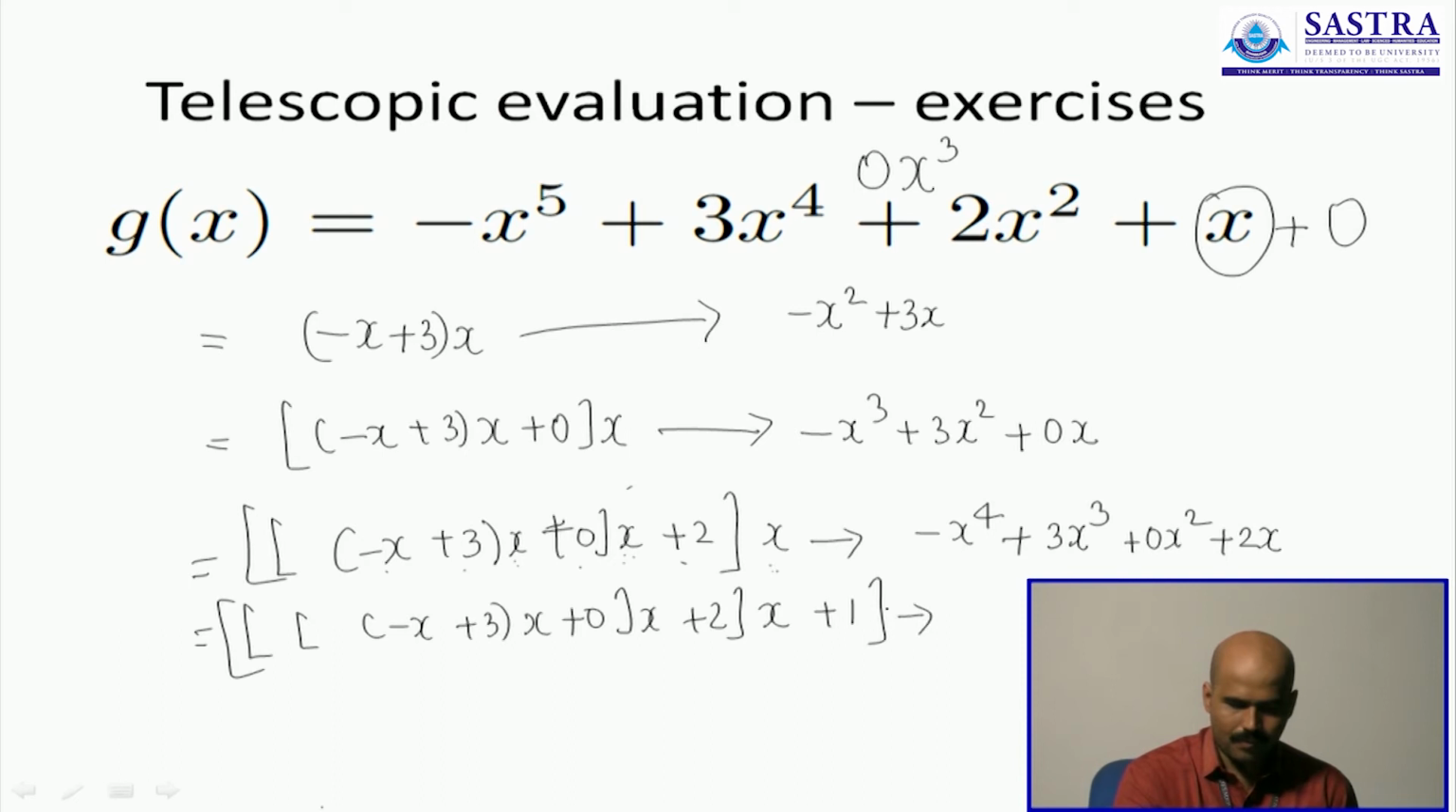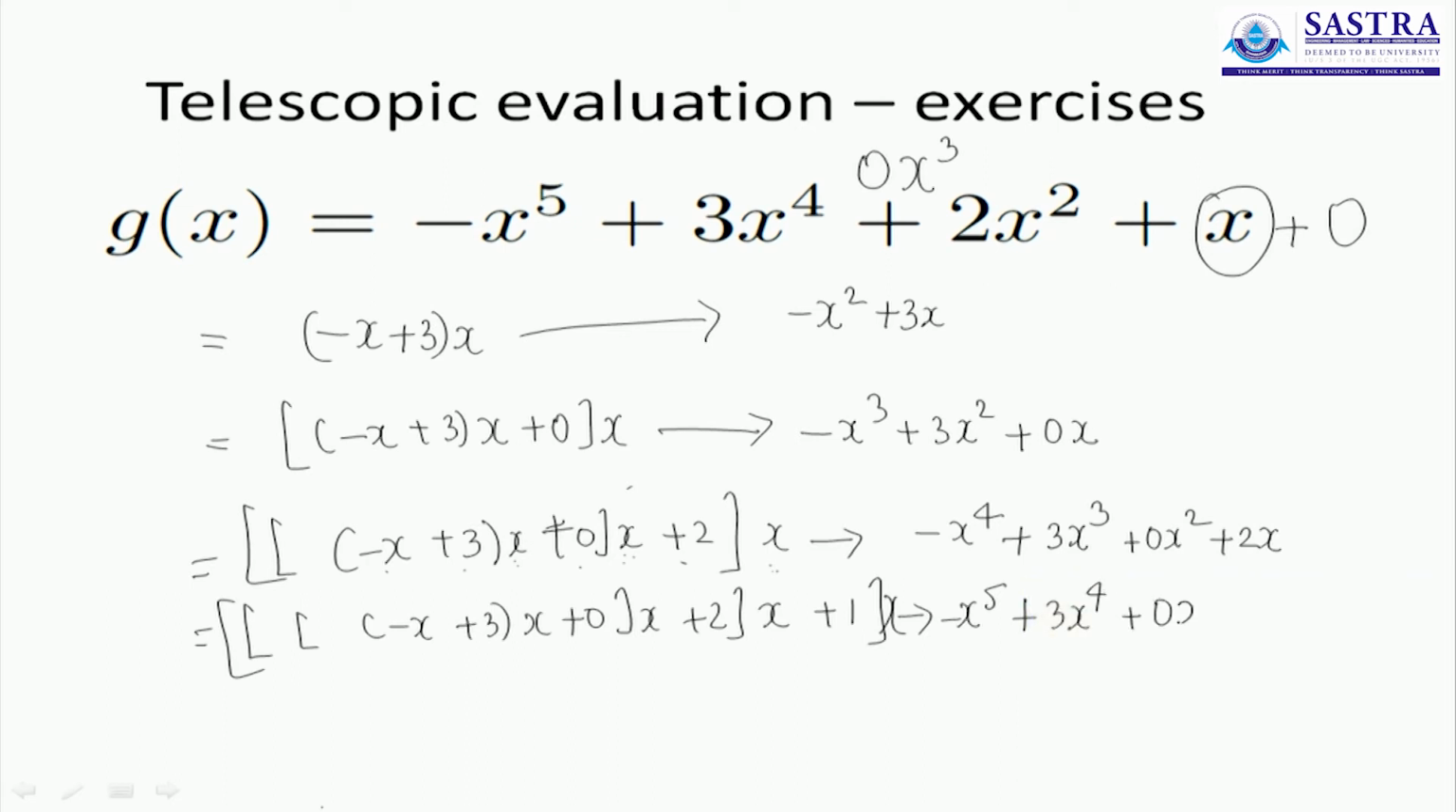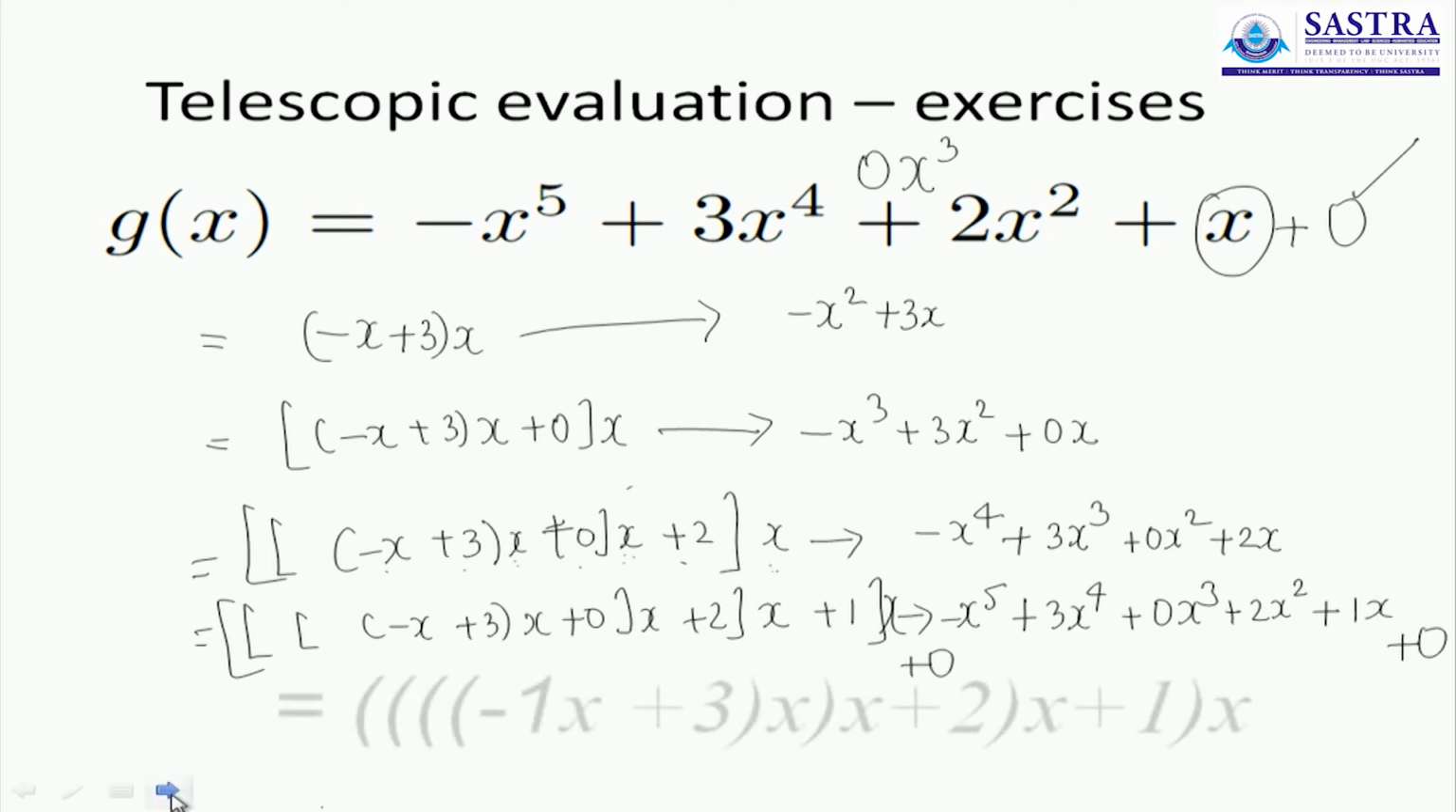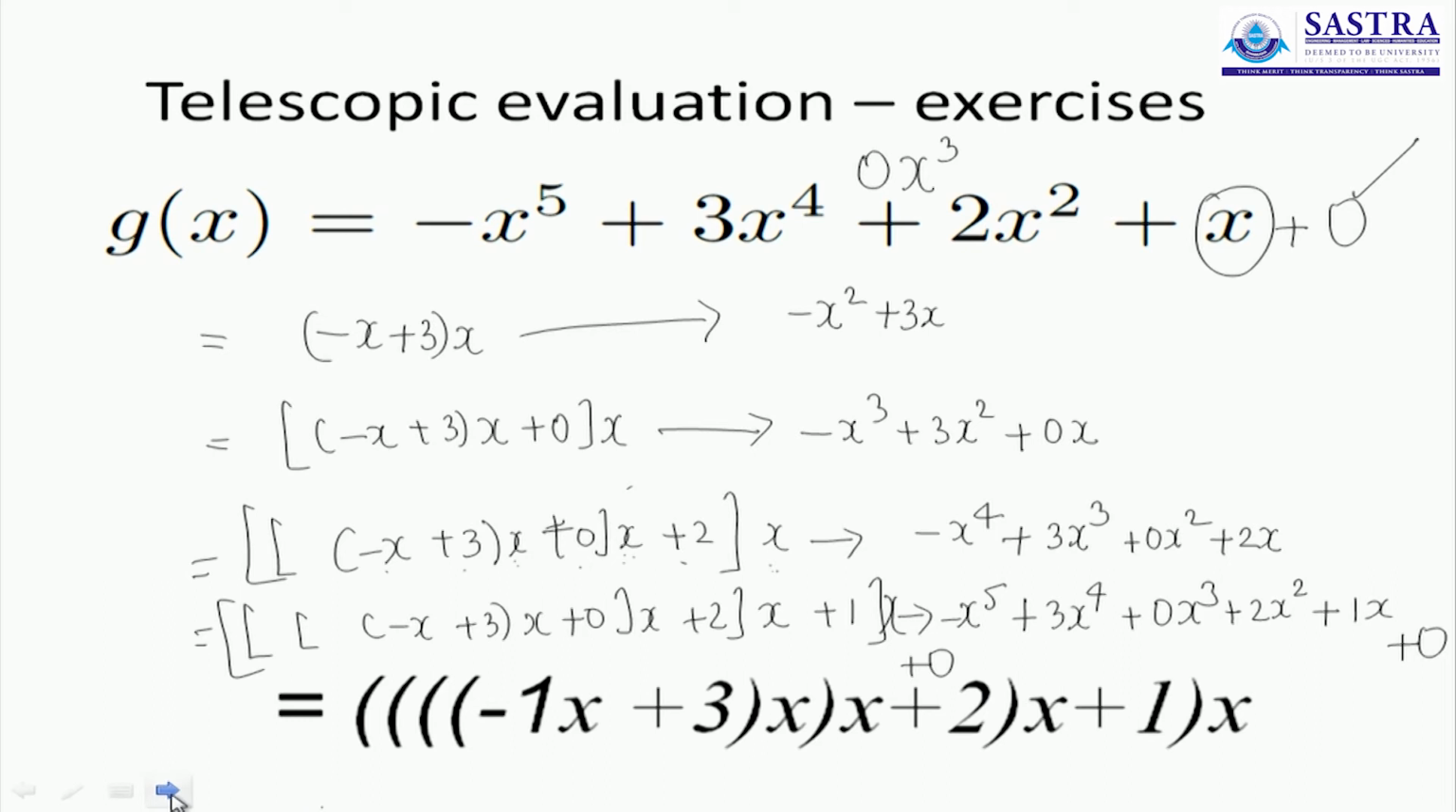So now you will end up with a minus x power 5 plus 3x power 4 plus a 0x cube, a 2x square, and a 1x. What is missing is the constant. You don't have to worry. You don't have to add a 0 to get a 0. 0 is always part of your polynomial. So the answer you are looking for is just this: minus x plus 3 upon x again plus 2x plus 1x. That's the simplified form of your given polynomial.